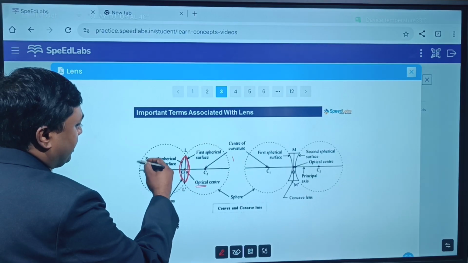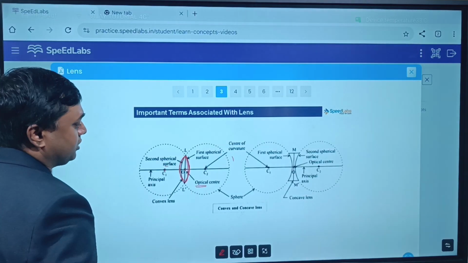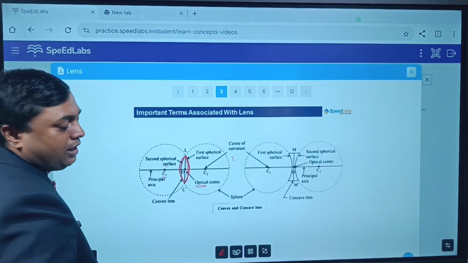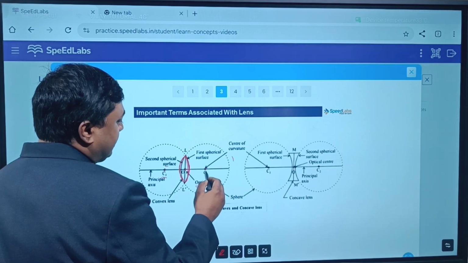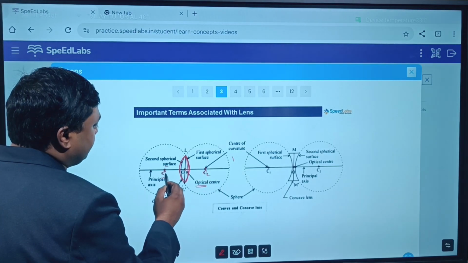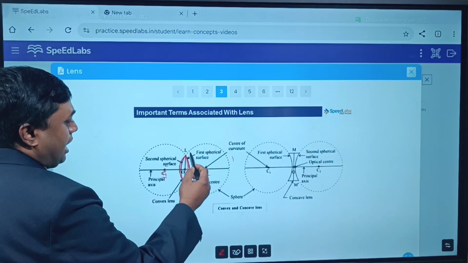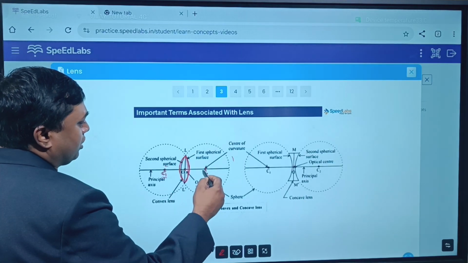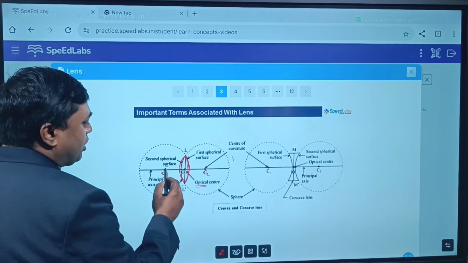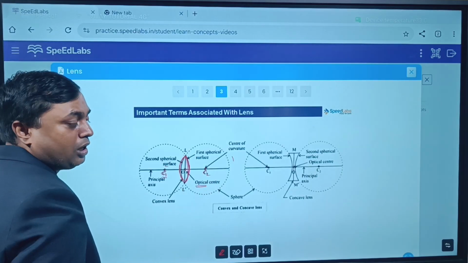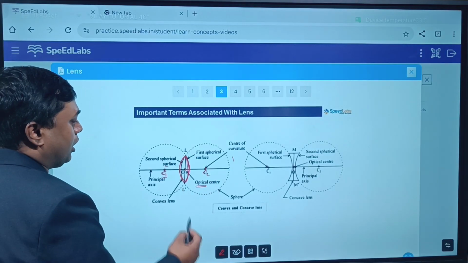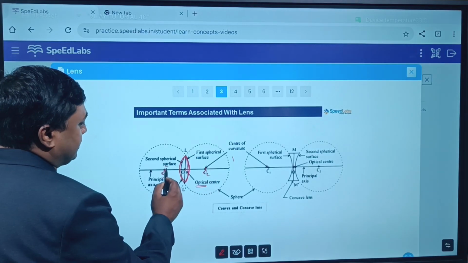For this sphere, this is the center of curvature. For this sphere, this is the center, that is C2. So C1 is the center of curvature for this part, and C2 is the center of curvature for this part. The line joining the centers of curvature of the two spherical parts is called what? A principal axis. This line is called a principal axis.